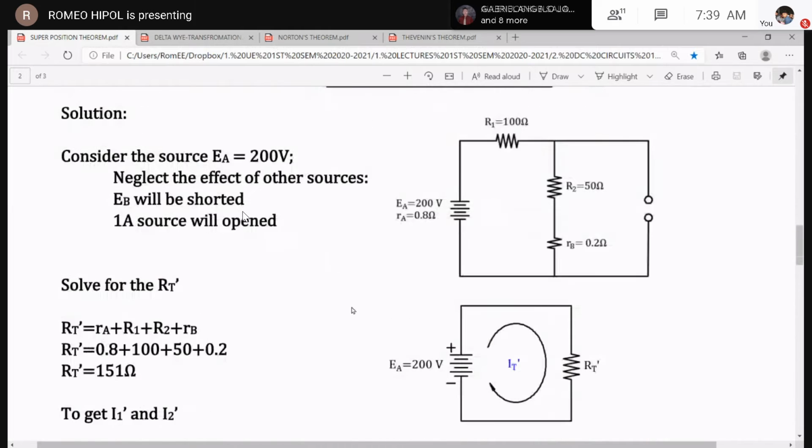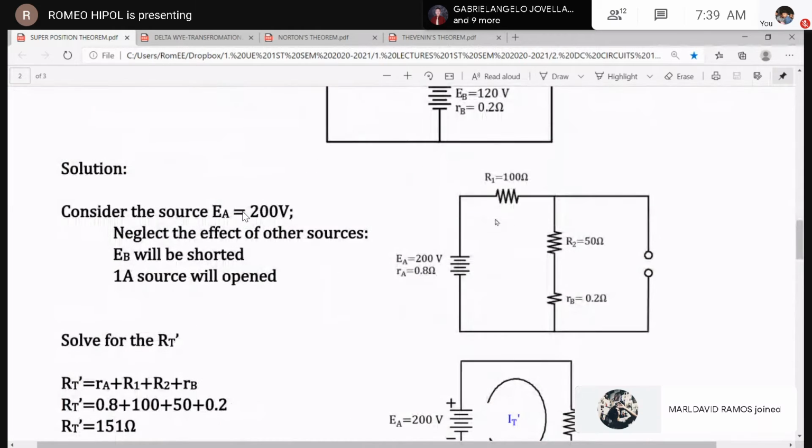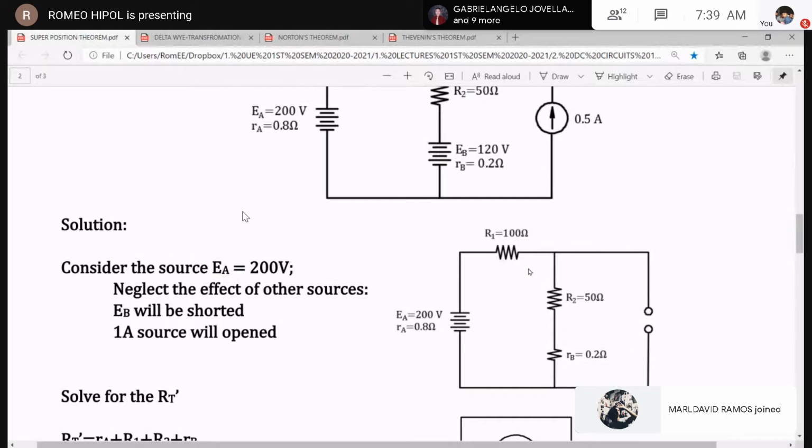Okay. So, balik na tayo dito. Okay, initially, we're going to find the current flowing at R1 and R2. So, since we are considering E sub A as the first source, iset natin yung mga current values and even the other values such as resistances, total resistances, and total current as prime values.